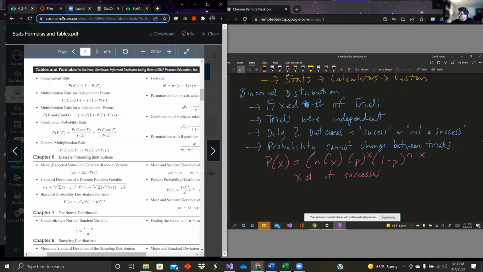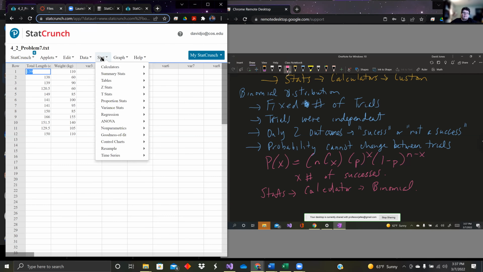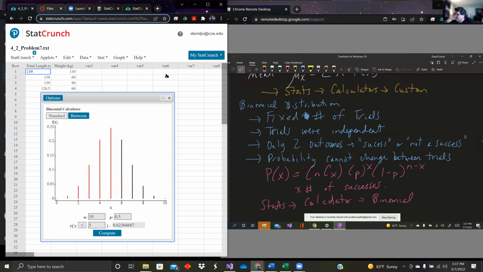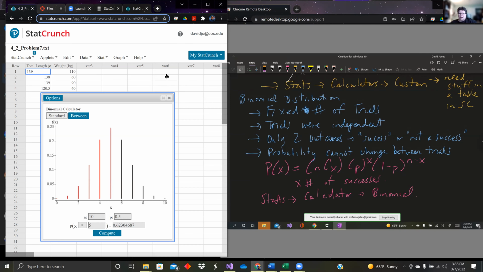We didn't want to do that by hand though, so we did Stats, Calculators, Binomial. Here, you didn't need the data set, so that's worth pointing out. The custom calculator needs data, or stuff in a table in StatCrunch. For the binomial calculator, all we need is n, p, and x.